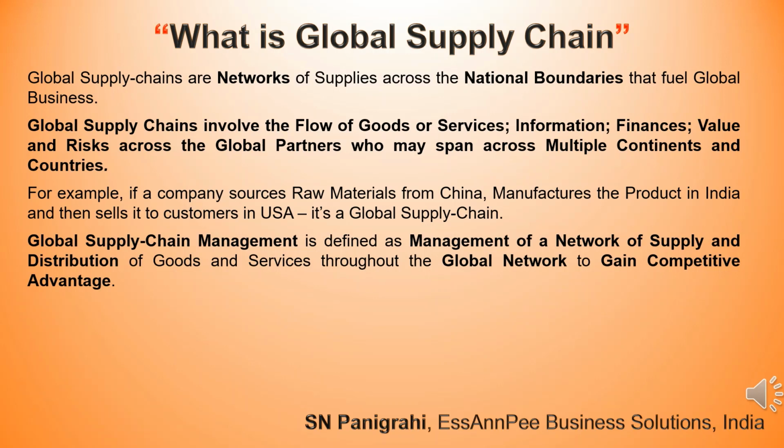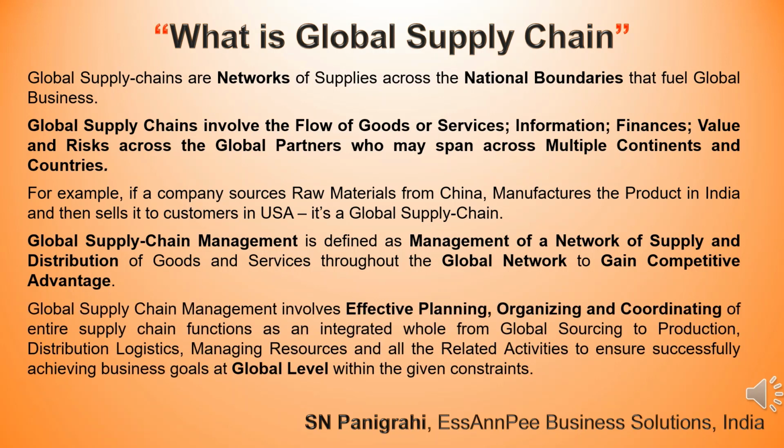Global supply chain management is defined as management of a network of supply and distribution of goods and services throughout the global network to gain competitive advantage. Global supply chain management involves effective planning, organizing and coordinating of entire supply chain functions as an integrated whole, from global sourcing to production, distribution, logistics, managing resources and all the related activities to ensure successfully achieving business goals at global level within the given constraints.